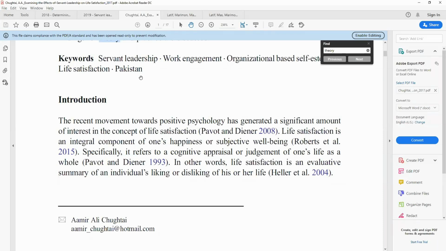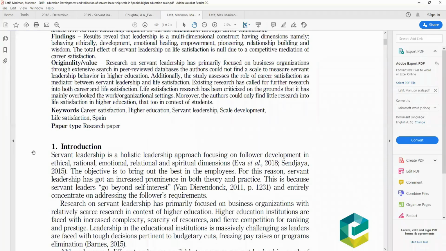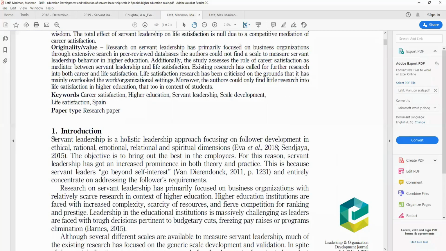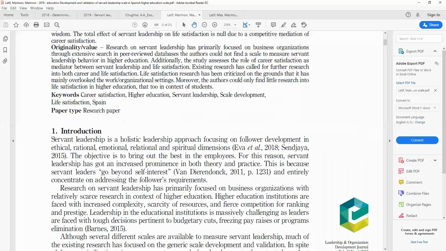For instance, this is one paper. Let's go to another paper. Let's go to maybe this paper. Now, in this paper, the authors have started their debate with servant leadership. So this paper is focused on servant leadership. So that's why they have started with servant leadership.